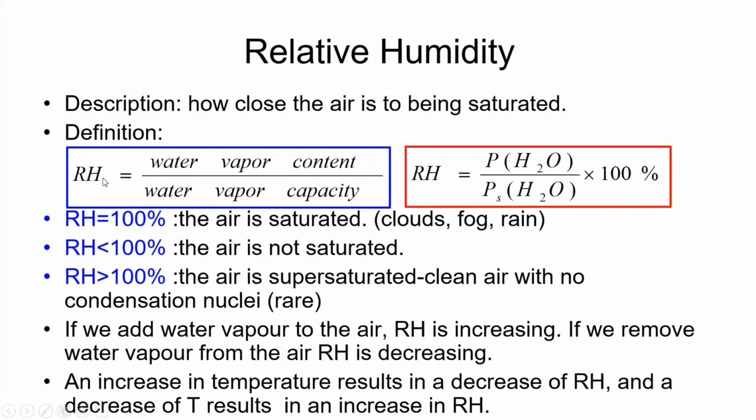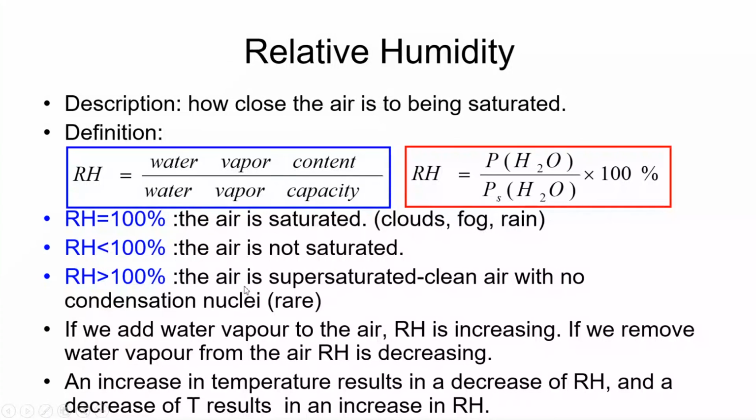Another very important term is relative humidity, shown by RH. It is also represented by QV in the next slides. RH is equal to water vapor divided by water vapor capacity. If RH is 100%, then the air is saturated. Examples of saturated air are clouds, fog, and rain. If RH is less than 100%, the air is not saturated. If RH is more than 100%, the air is supersaturated.